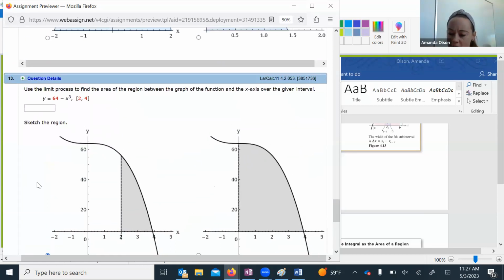The second part was to sketch the region or identify, which we did. All right, that one took a little while.